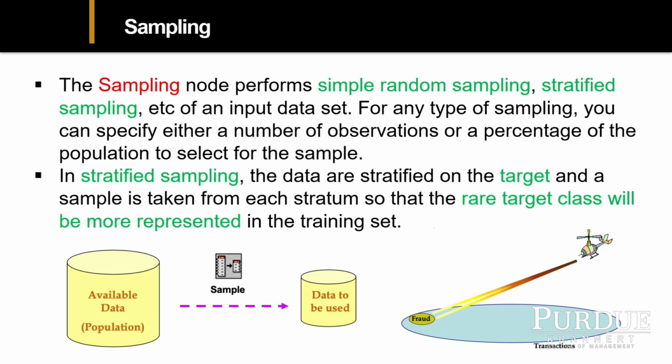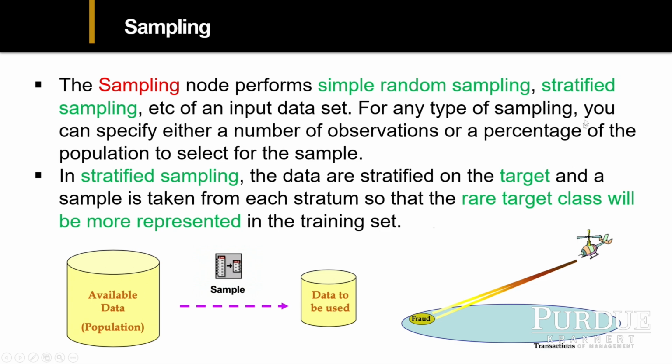In the sampling node, typically there are two options. The first one is called simple random sample, or SRS. As the name says, you just randomly select data from your original data to get a reduced data set. So that's random, and each original data point has the same probability to be selected.